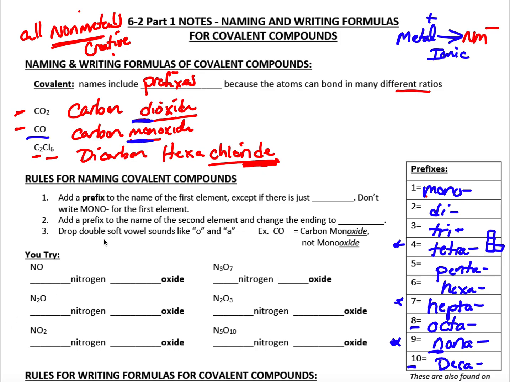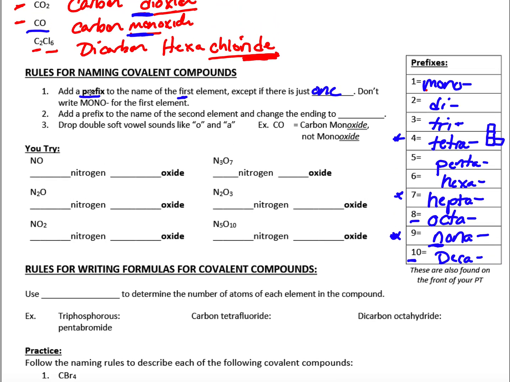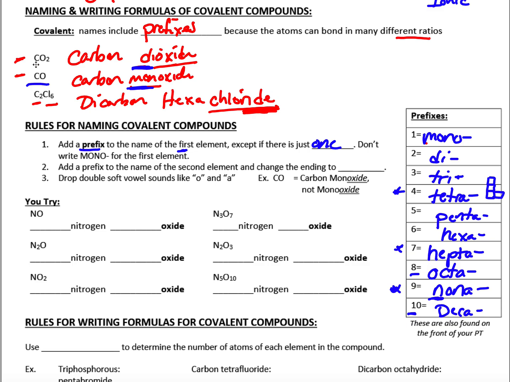Okay, so what are the rules for naming compounds? Here we go. It's nice and easy. You add a prefix to the name of the first element, except if there's just one. We don't write mono for the first element, like these two. There was one carbon. We didn't write a prefix, not if it comes first.